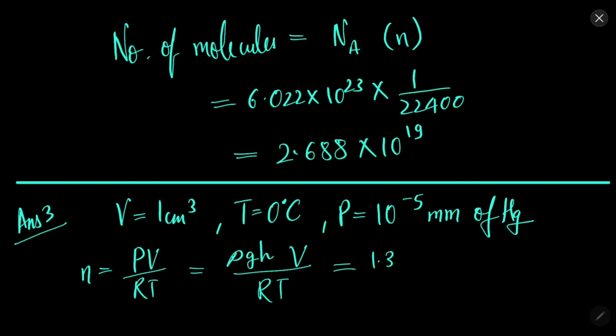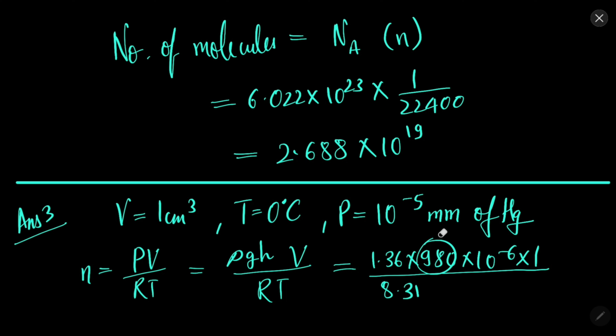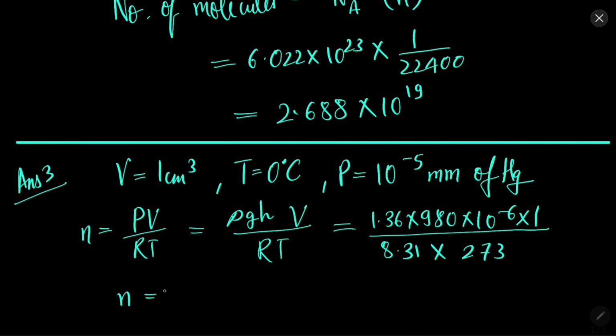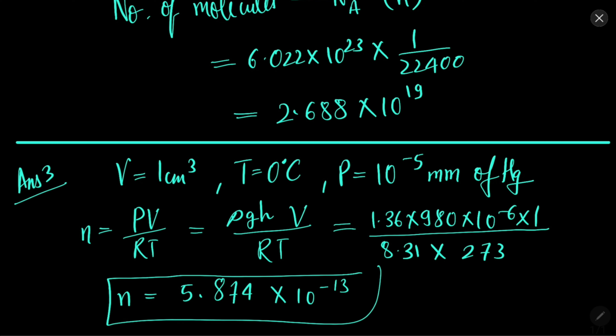So 1.36 into 980 into 10 to the power minus 6 into 1. 980 because we are in centimeter per second square, otherwise it would have been 9.8 meter per second square, into 273. So from here n will come out to be 5.874 into 10 to the power minus 13. So this many moles.